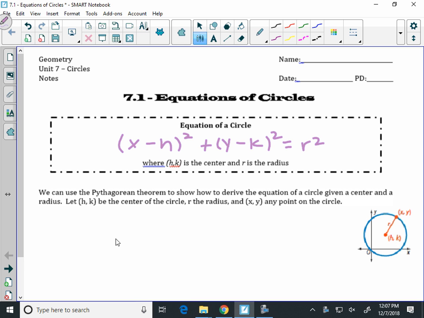We can use the Pythagorean theorem to show how to derive the equation of a circle given a center and a radius. So, someone sat down a long time ago, did some math, and discovered how to write the equation of a circle using the Pythagorean theorem. So that's what we're going to do here. If this is a little overwhelming for you, just go along. I'm not going to ask you to do this on a test. It's just to show you how they came up with this formula, and it might help you understand the equation a little bit better. Okay, so essentially what they did, and I'm going to make this bigger.